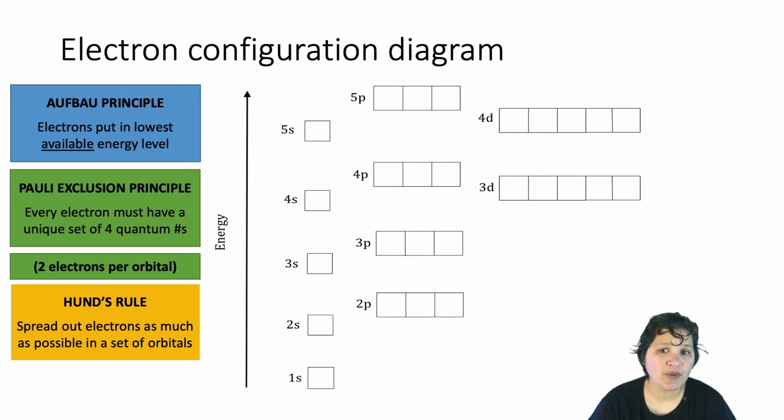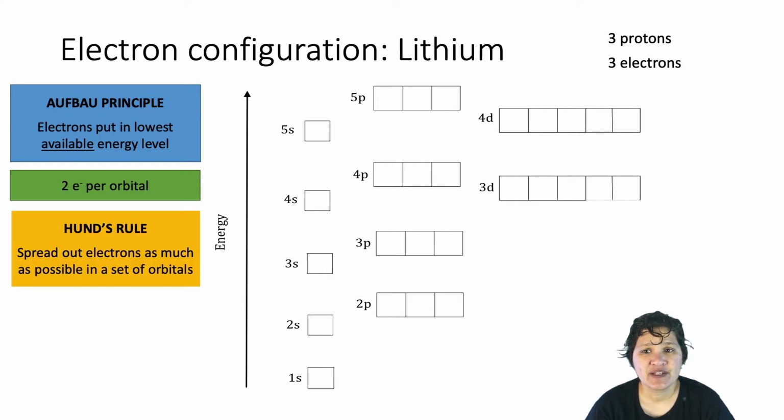Now, the only real part of the Pauli exclusion principle you're going to need to know for filling in these diagrams is that you can fit 2 electrons per orbital. Let's look at a very simple atom, lithium, and use it as an example to show you how these rules work. Lithium has 3 protons, so a neutral lithium atom would also have 3 electrons. So we're going to put 3 electrons in this diagram.